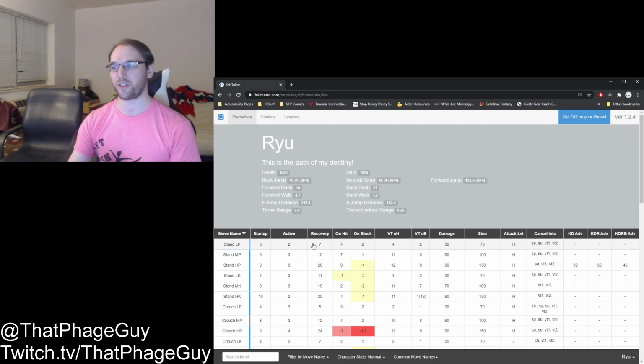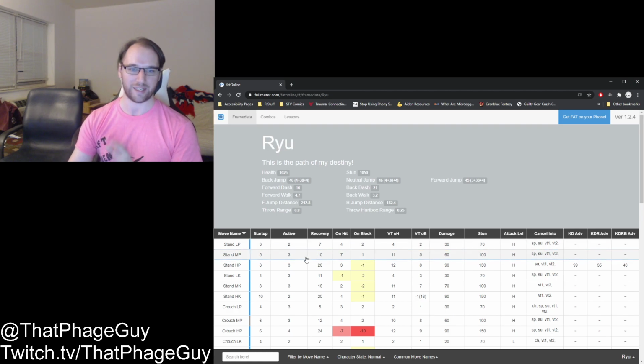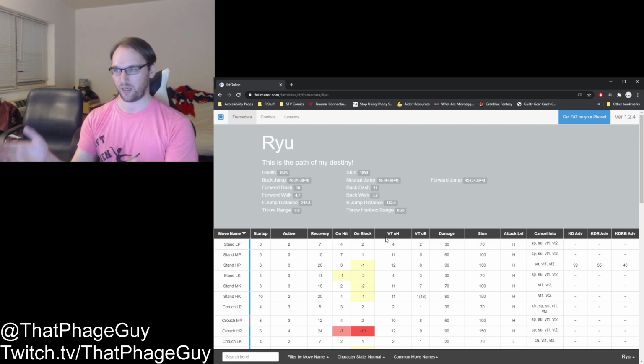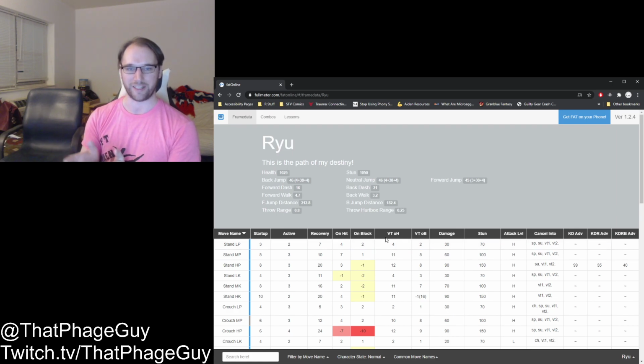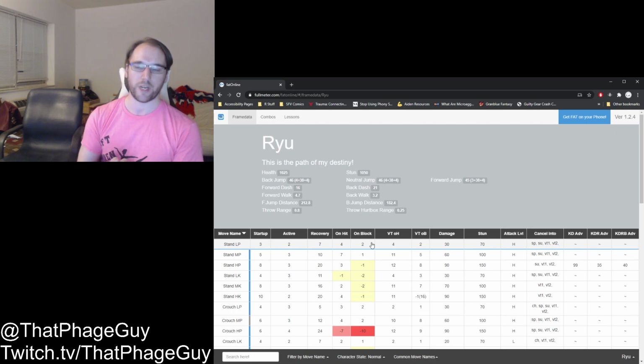But I do want to introduce to you what exactly these data actually mean. So as you can see, it's not just one column of data. There's a number of different things that are going on here. And some of them I've already mentioned, like the startup, active, and recovery frames, as well as on hit and on block. Those first columns, so it's columns 2 through 6 to the right of the move name. That's what we're going to be focusing on in this video today.